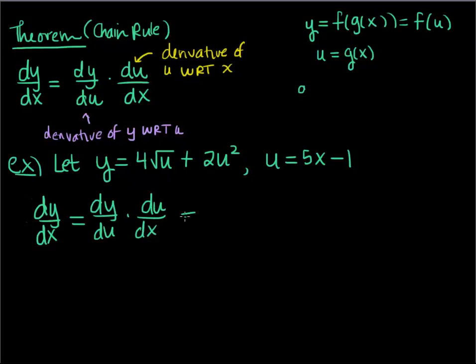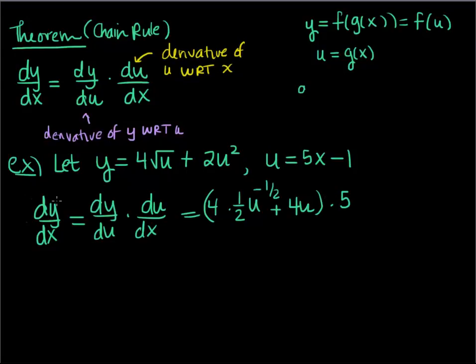Okay, so what would dy du be? Well, this would be 4 times the derivative with respect to u. So what I've done here is I've just taken the derivative of this guy with respect to u. And then what does it say to multiply by? This is the derivative of the inside function. So I would multiply by 5.